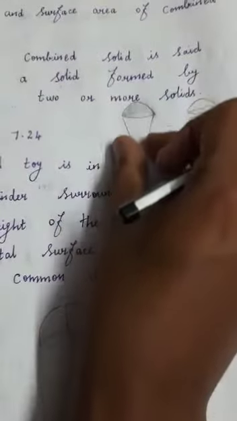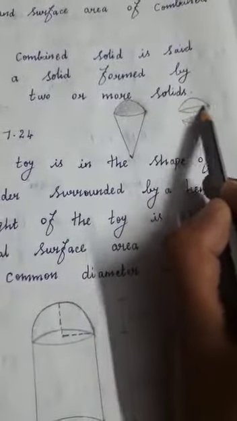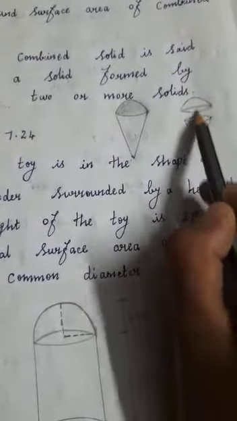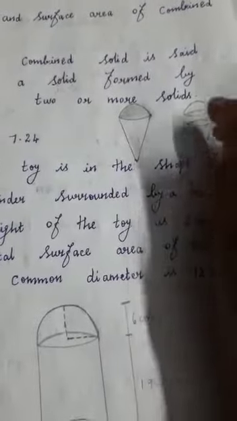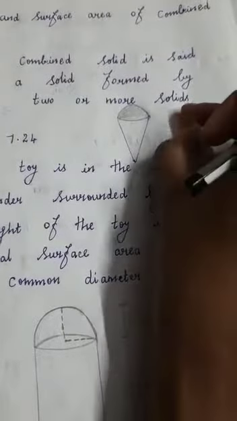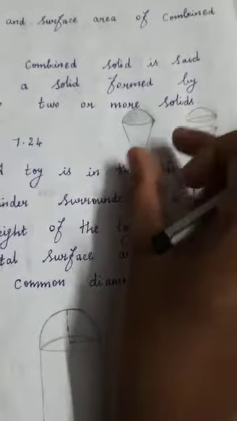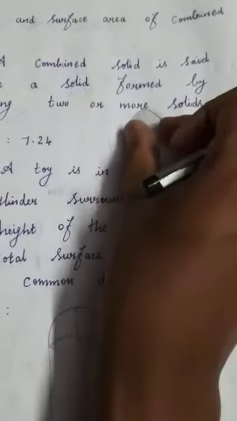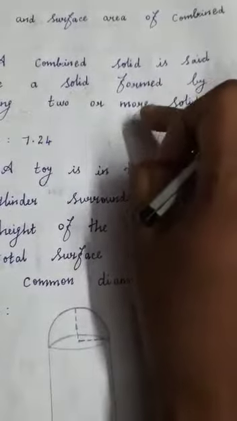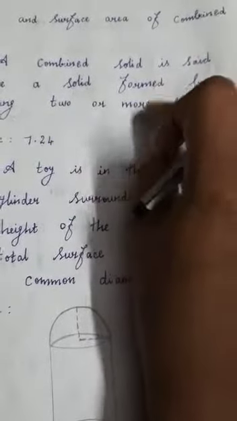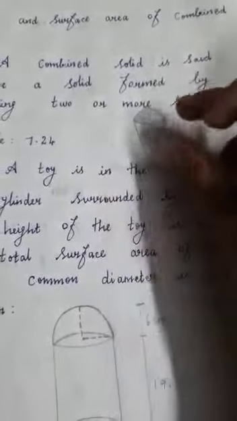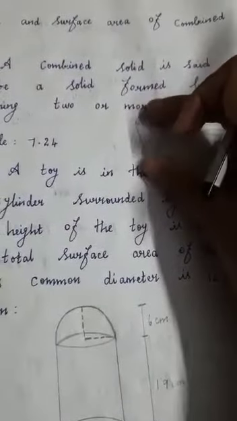So CSA of the cone, plus here also this base part we cannot see, because both bases are attached together. So this part plus this top part. Then how can we find the surface area of this combined solid? CSA of the cone plus CSA of the hemisphere. If you add both, you get the surface area of this combined solid.